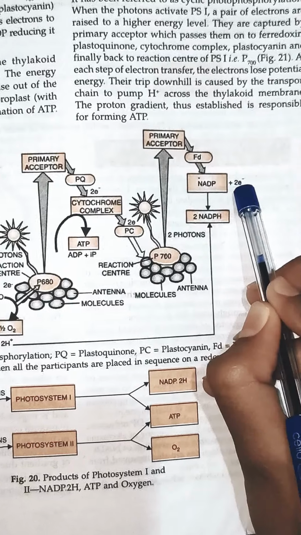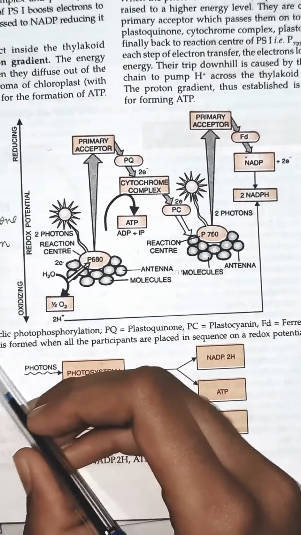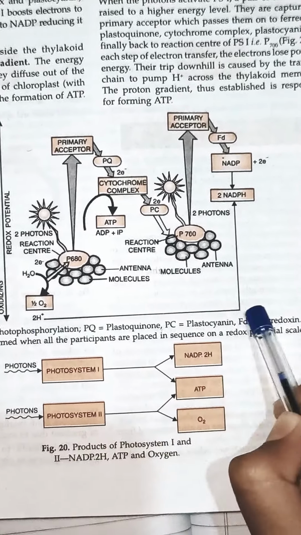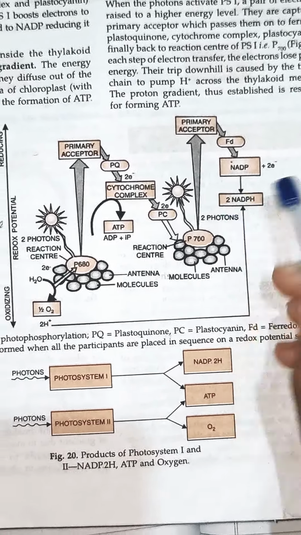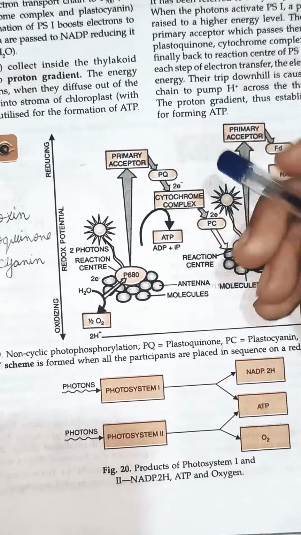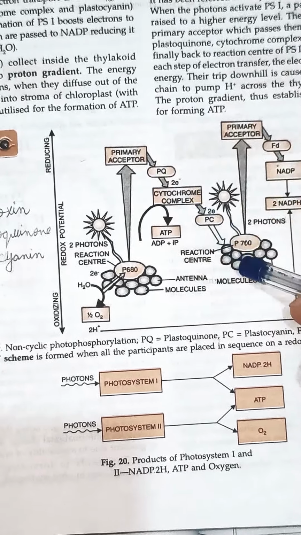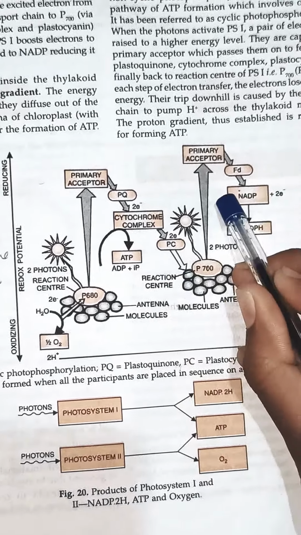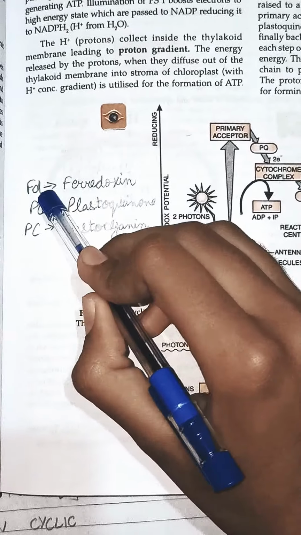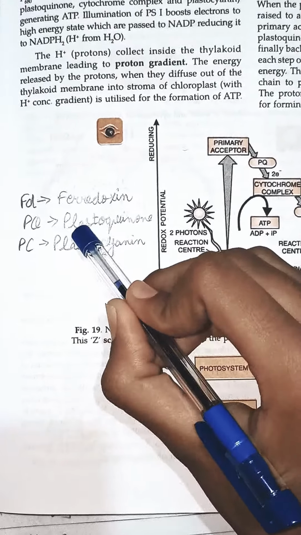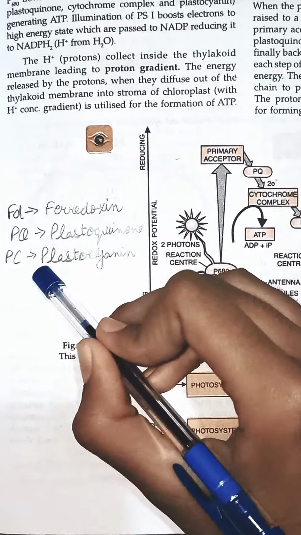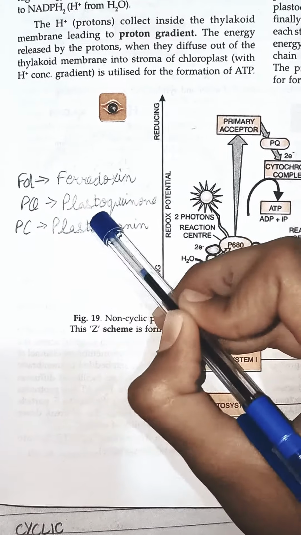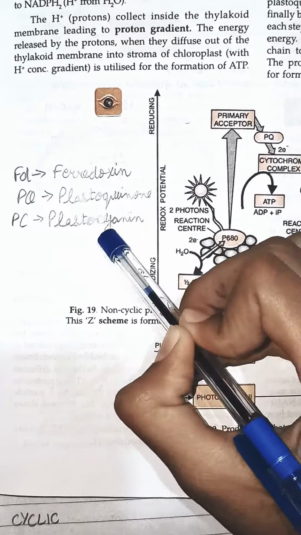Now NADP accepts 2 electrons from here, and when water splits, it releases half oxygen and 2 H positive ions, which combine with this and form 2 NADPH. Here we studied how it is a Z pattern, so it is called the Z scheme. Now what are these PQ, PC and FD? FD is ferredoxin, PQ is plastoquinone and PC is plastocyanin. I repeat, FD is ferredoxin, PQ is plastoquinone and PC is plastocyanin.